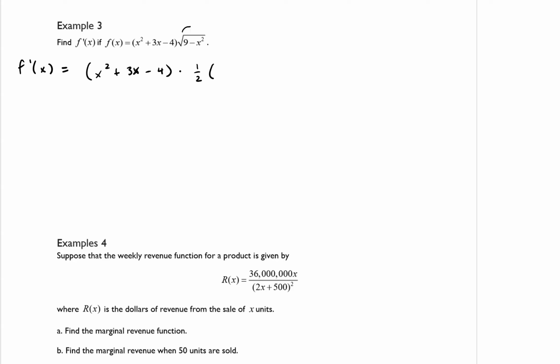Recall that this portion here is the same thing as 9 minus x squared to the 1/2 power. So I'll bring the 1/2 power down, and I have 9 minus x squared, and then the new power would be negative 1/2. And then from there, I need to use chain rule and take the derivative of the inside, which would be negative 2x, plus, so we did first times the derivative of the second, plus the second times the derivative of the first.